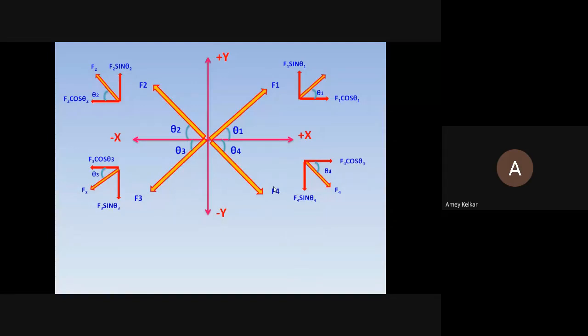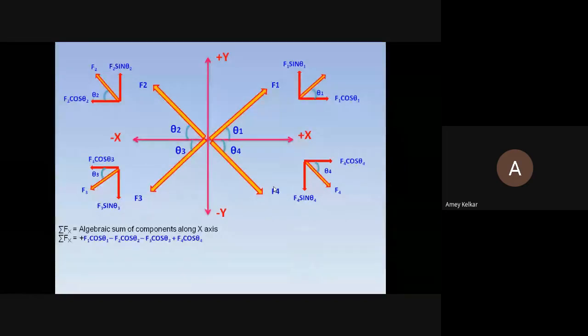So this is what is composition of forces. Now, using this part, what we say algebraic sum of components along x-axis. So which are the components along x-axis? F1 cos theta 1, F2 cos theta 2, F3 cos theta 3, and F4 cos theta 4. These are the components which are acting along x-axis. So we'll take the algebraic sum. Algebraic sum means taking the signs as it is.